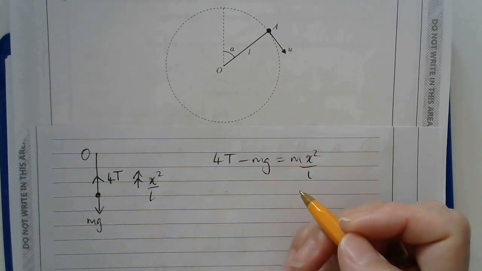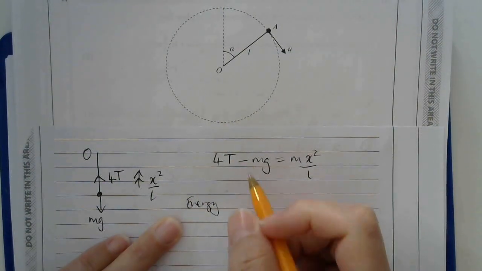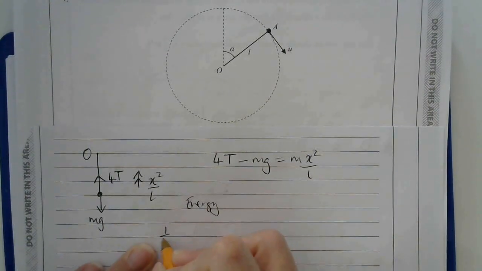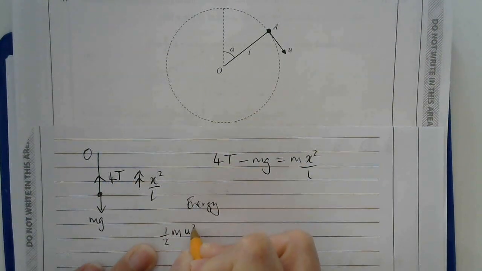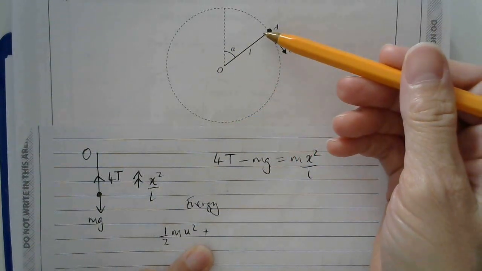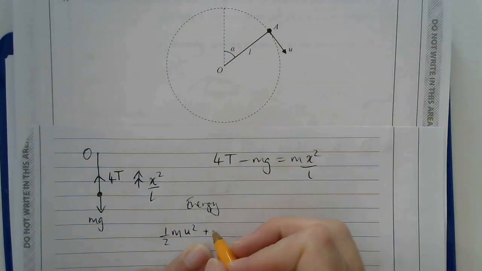So if I look at energy, then I have the kinetic energy when it's at A, so half times m times u squared, plus the gravitational potential energy that it's got when it's at A, which will be L plus L cos alpha.